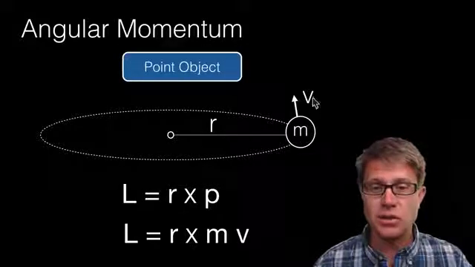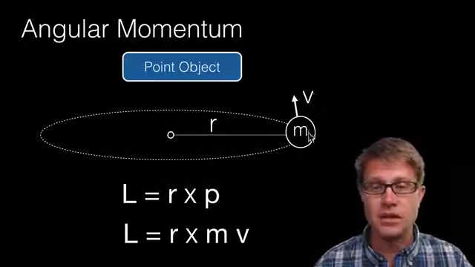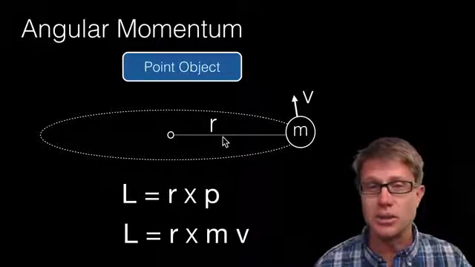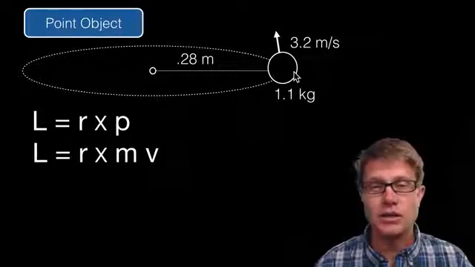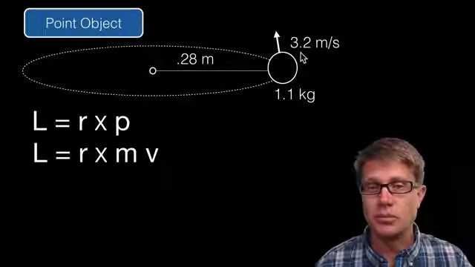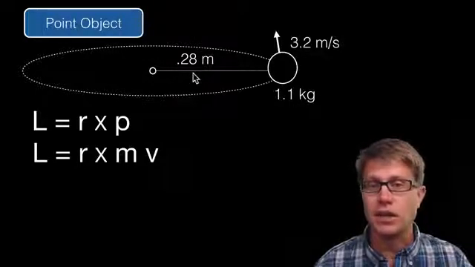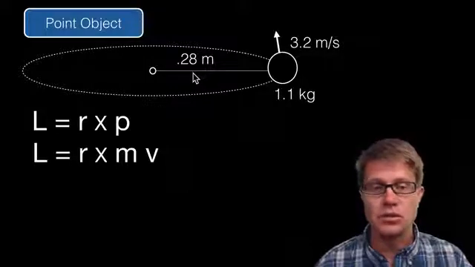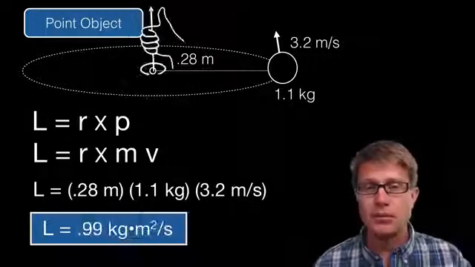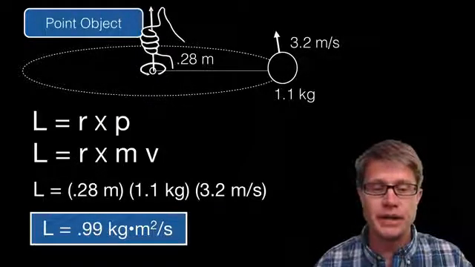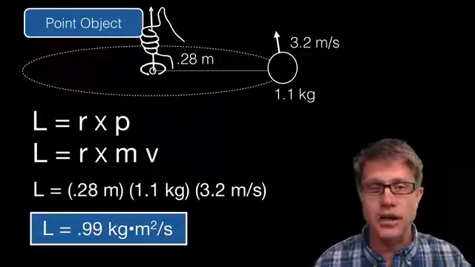And so if you have these three bits of information, the velocity of the object, the mass, and the radius, all we do is simply multiply those together. So let's say we had an object, 1.1 kilogram mass, traveling at 3.2 meters per second, and then we've got about 28 centimeters here distance between the two. All we're going to do is multiply those values out, and then we're going to get an angular momentum of 0.99 kilogram meters squared per second.